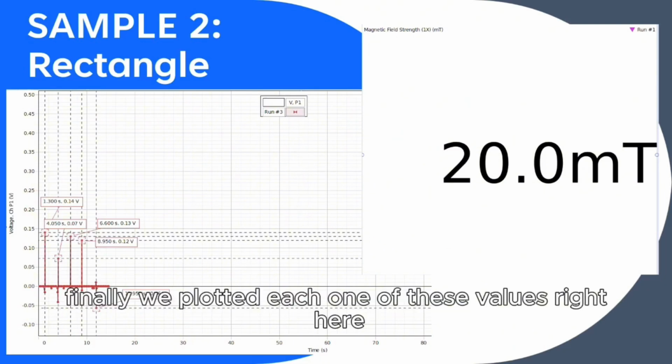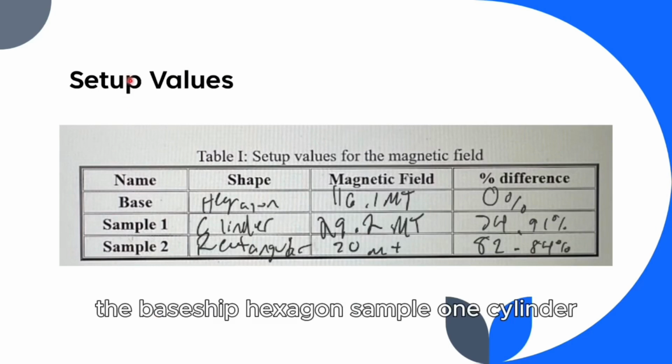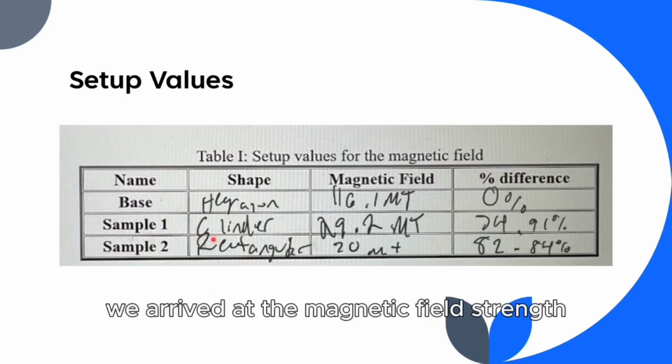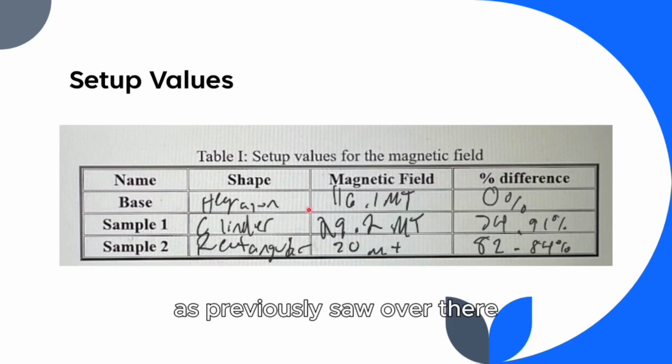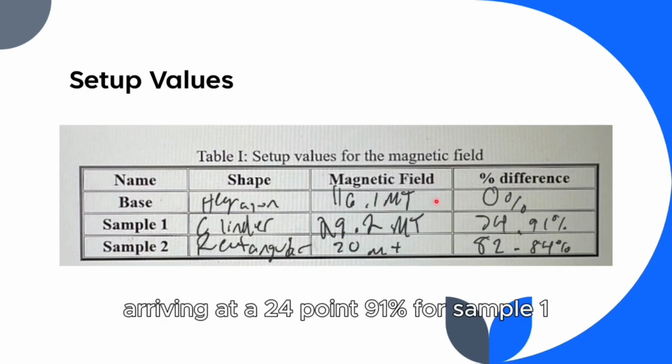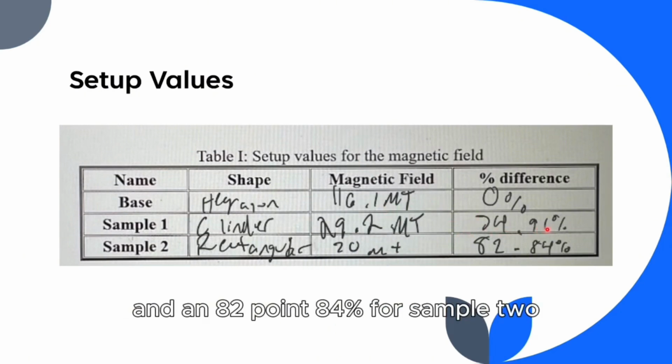Finally, we plotted each one of these values right here, the base shape hexagon, sample 1 cylinder, sample 2 rectangle. We arrived at the magnetic field strength as previously shown over there and calculated the percent difference, arriving at 24.91% for sample 1 and 82.84% for sample 2.